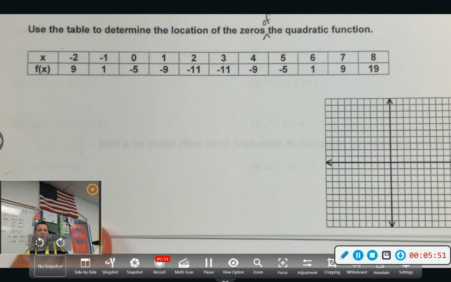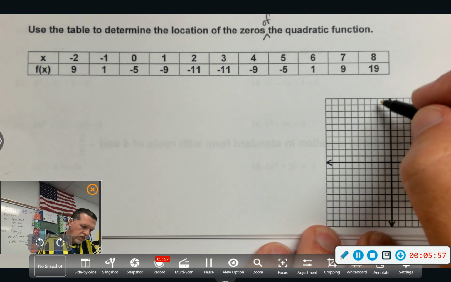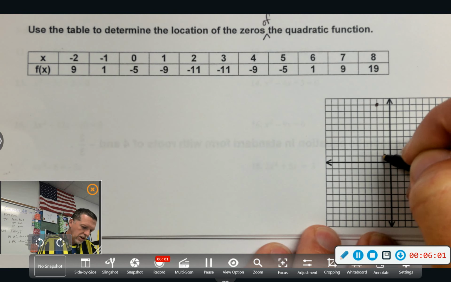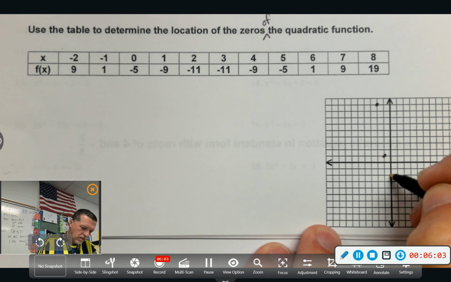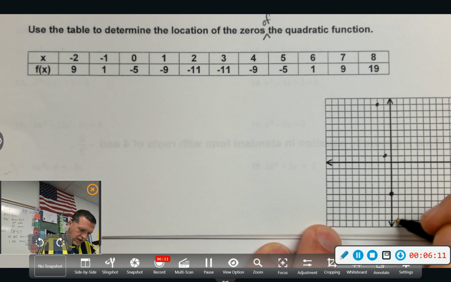So let's just plot all those points and see what we learn. So -2, 9, -1, 1, 0, -5, 1, -9, 2, -11 is just off the graph, almost off the page.